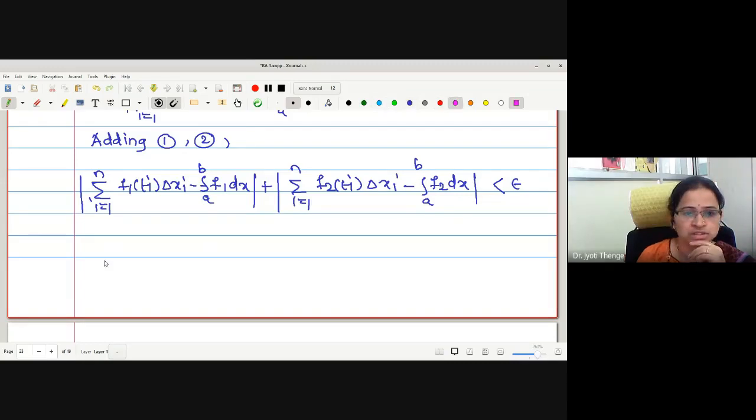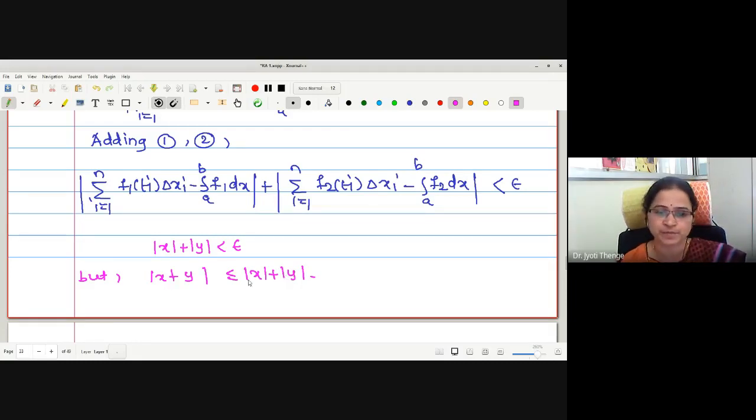This is of the type mod x plus mod y less than epsilon, but we already know that mod of x plus y is less than or equal to mod x plus mod y. But if mod x plus mod y is less than epsilon, may I say mod of x plus y is also less than epsilon?